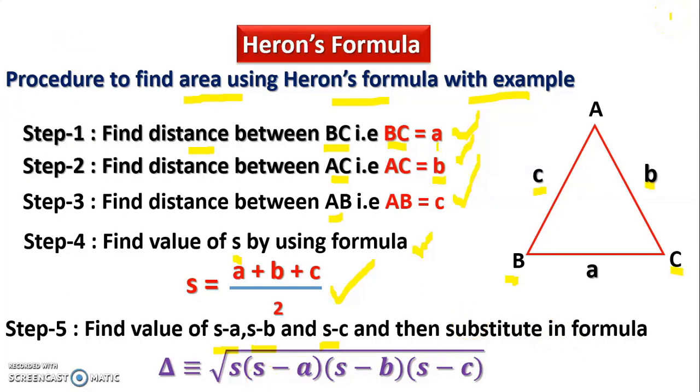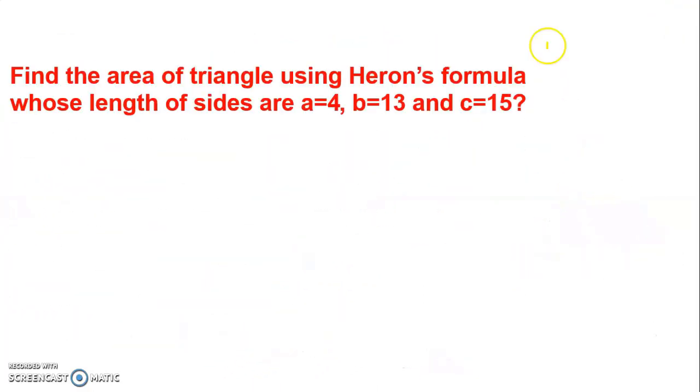This is the procedure. The example problem is: find the area of the triangle using Heron's formula, whose lengths of the sides are a equal to 4, b equal to 13 and c equal to 15. I have taken the lengths of the sides directly. If points are given, then you can find the distance between the two points a, b, b, c and c, a. Then you can simplify the solution.